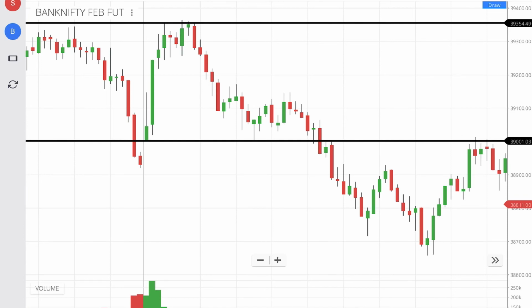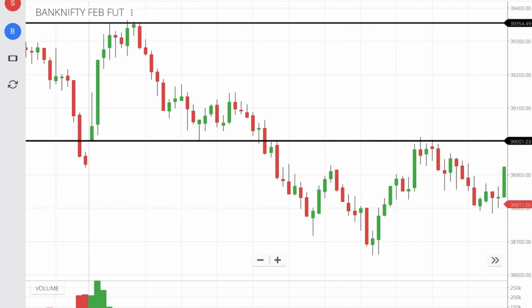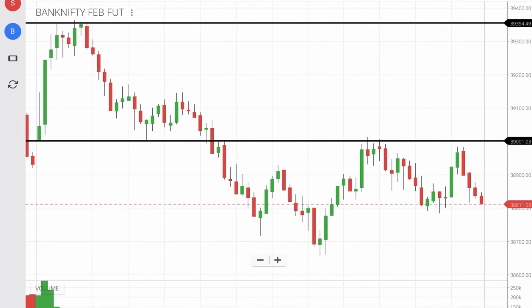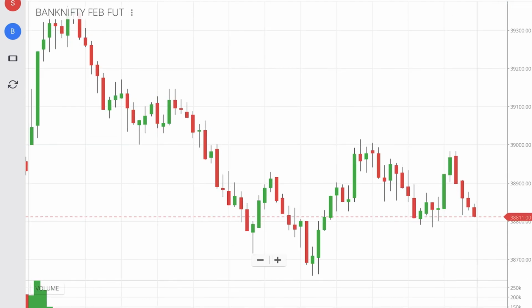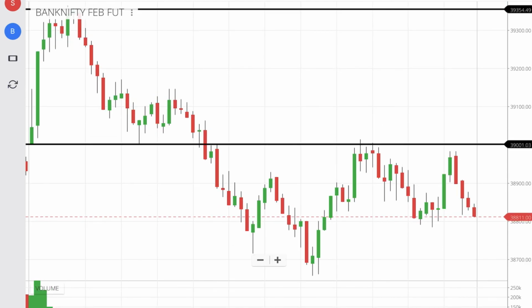Okay, so now let's see what happens next. Rejection came off again. The market at the end also almost tried to break it but could not. The rejection came off again at the same levels. So this is how the opening range can help you identify what the trend is, whether or not you are on the right track, or whether or not you are against the market.